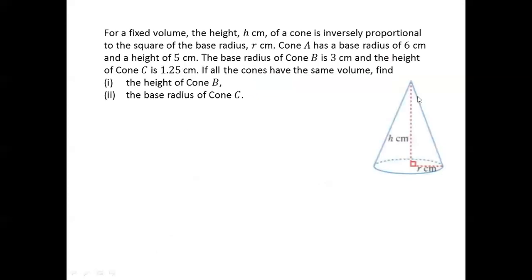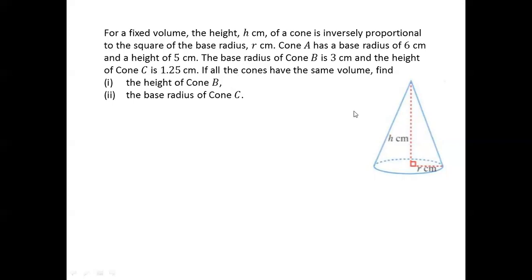Okay, for the last problem, for a fixed volume, the height h centimeters of a cone is inversely proportional to the square of the base radius r centimeters. Cone A has a base radius of 6 centimeters and a height of 5 centimeters. The base radius of cone B is 3 centimeters and the height of cone C is 1.25 centimeters. If all of the cones have the same volume, find the height of cone B and the base radius of cone C.